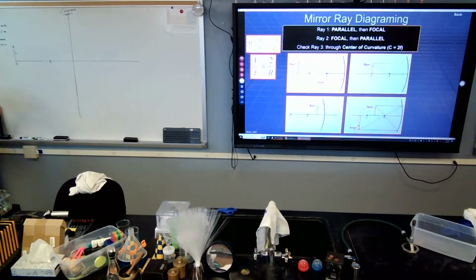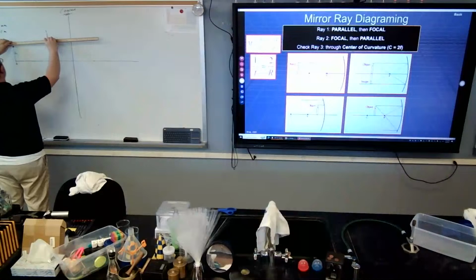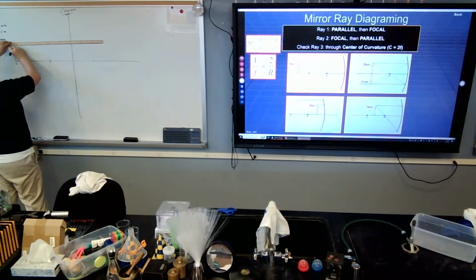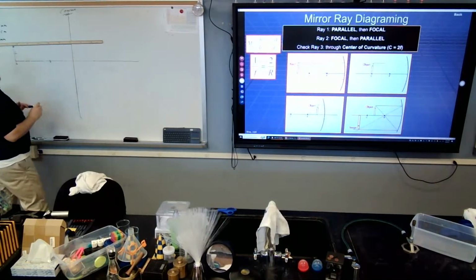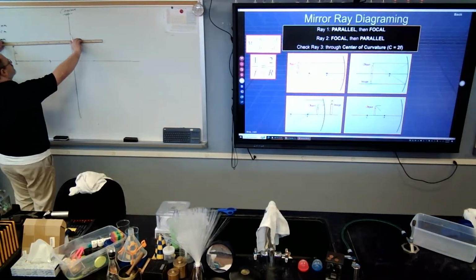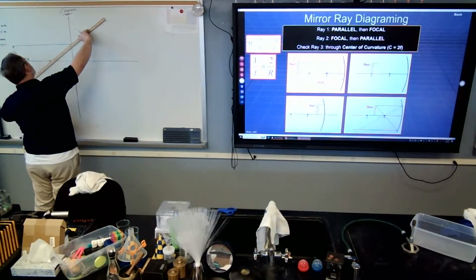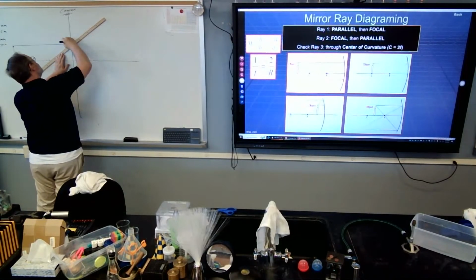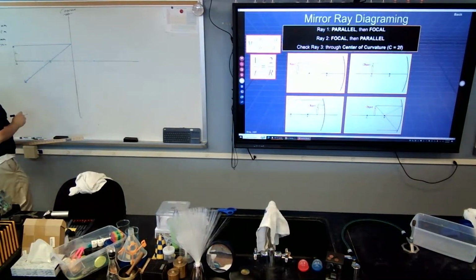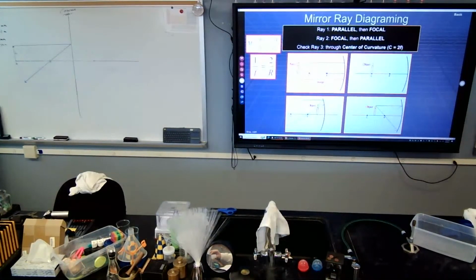So you're going to take your first color, set it parallel to the principal axis, and draw a line. This is the light that is bouncing off the object. Next, where it strikes the device, have it go through the focal point. Nice.